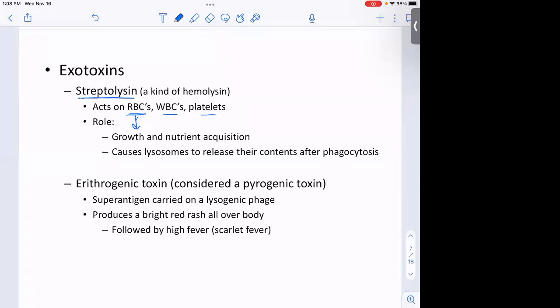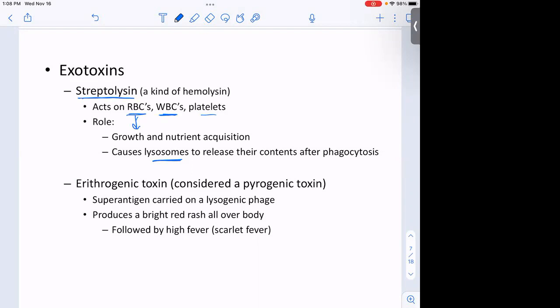And when they act on white blood cells, it's a really kind of a dirty trick, because in white blood cells, when they phagocytize, say it's a macrophage and it phagocytizes the strep pyogenes, it can secrete these streptolysins that cause the lysosome to release its contents before it fuses with the phagosome. So all those enzymes are now acting on the white blood cell and can bring about the death of the white blood cell rather than just killing what it's phagocytized. So kind of a dirty trick.